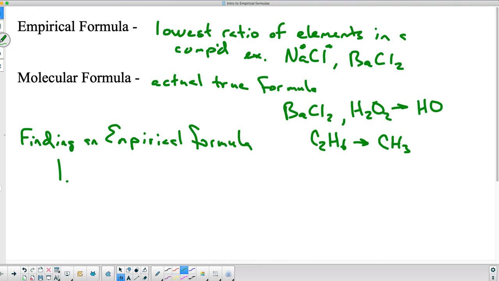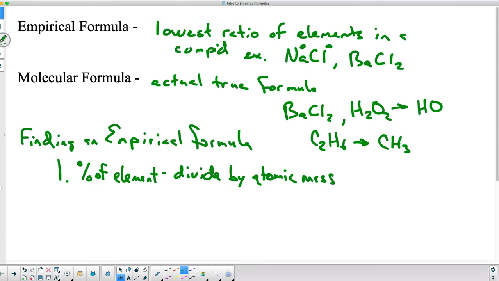Now it can be percents of elements in the compound, and what you're going to do, percent of element in the compound, and you're going to divide. So our step number 1 is the percent of the element. You are going to divide by the element's atomic mass. So you will need a periodic table for this. Okay, that's our first step, and that's going to be in green.